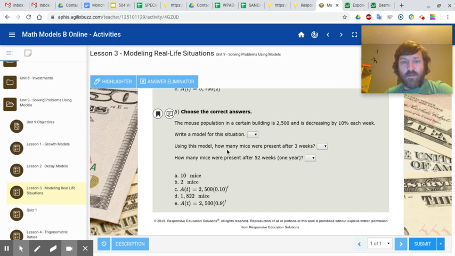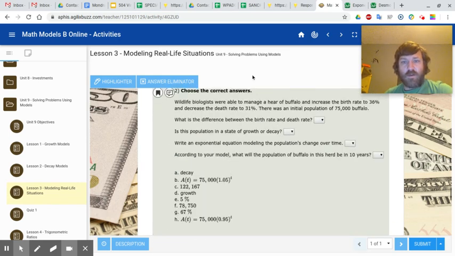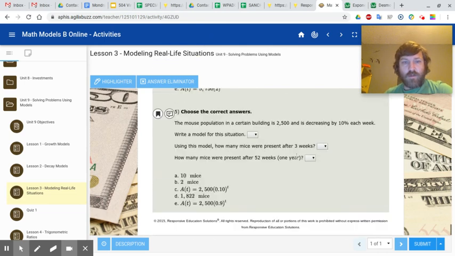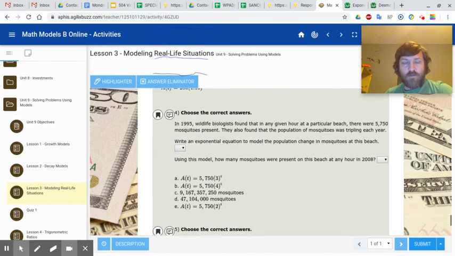You can do number 5, use the same concepts that we used up here. But I do want to talk about number 4. So number 5, you can do on your own.